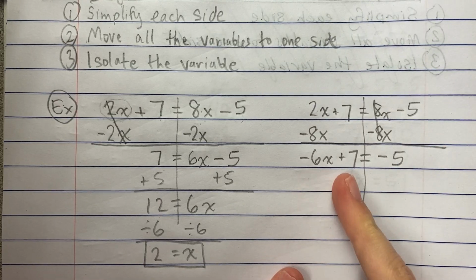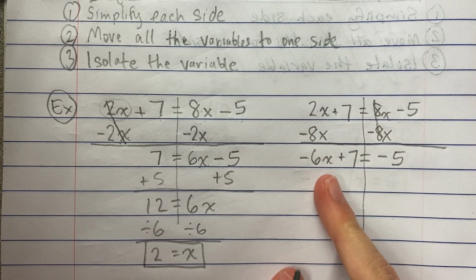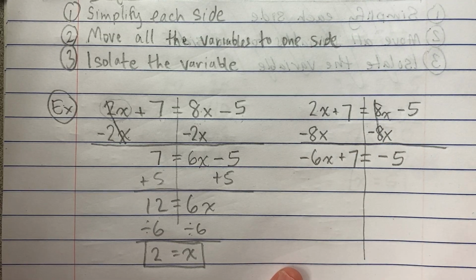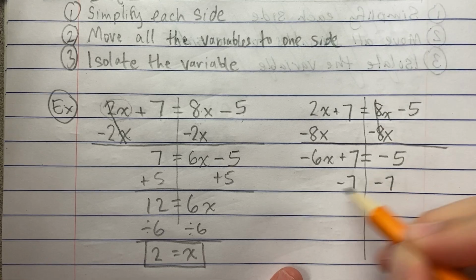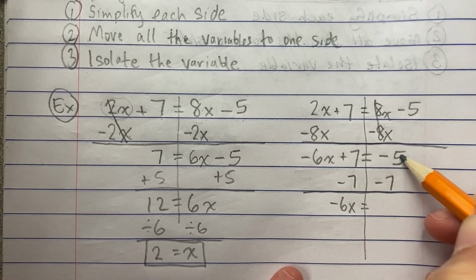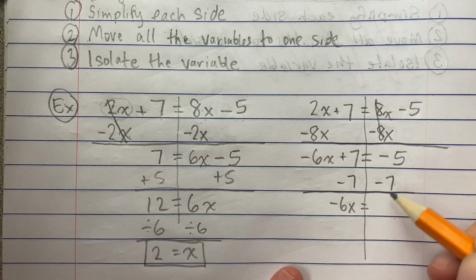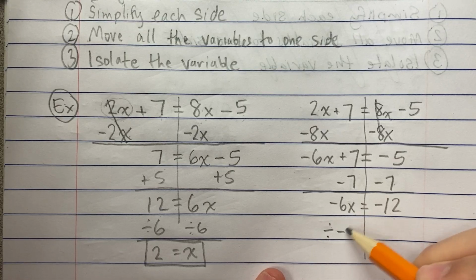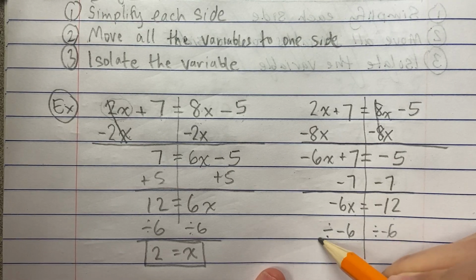Okay, so now notice I have all my variables on one side. The x is over here, so I need to get x by itself. So I need to get rid of the plus 7 and the times negative 6. So I'm going to subtract 7. I'm going to bring down negative 6x. Negative 5 minus 7 is a total of negative 12. X is being multiplied by negative 6, so I divide by negative 6.